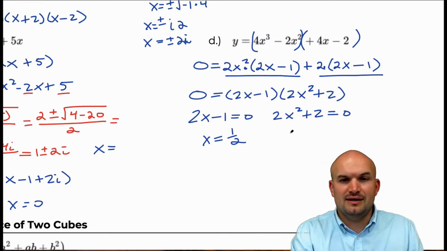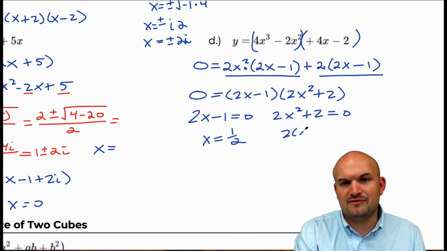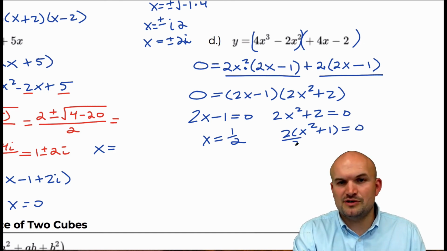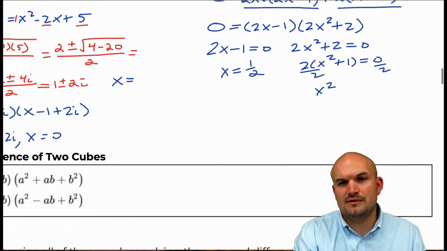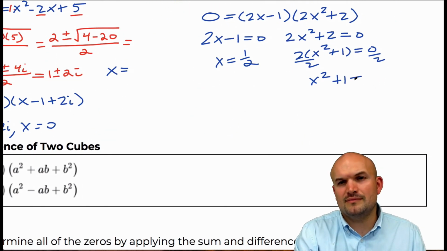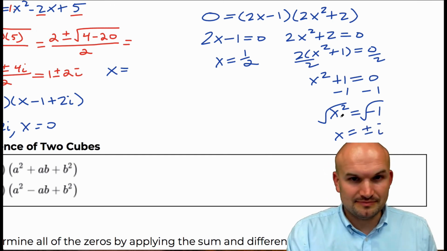Either way, I prefer just to factor out that 2, because when you factor out the 2, you can divide it out, so you're left with x squared plus 1 equals 0. Subtract 1, x squared equals -1, square root, x equals plus or minus i. Kept the numbers fairly simple for you.